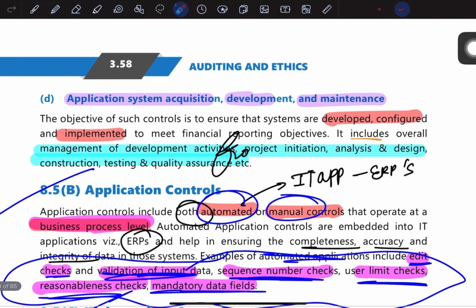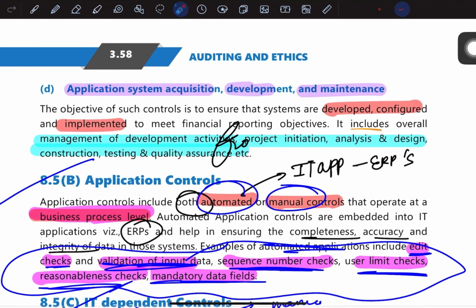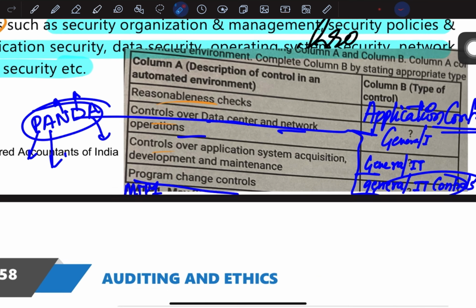then application system acquisition and development. So here what do we have? So here it includes management and development activities, project initiation, analysis and design, construction, testing and quality assurance. So application system acquisition and development and maintenance, we have management and development activities. First one is development activities, then project initiation, analysis and design, construction, testing and quality assurance. Okay, so these are the points.